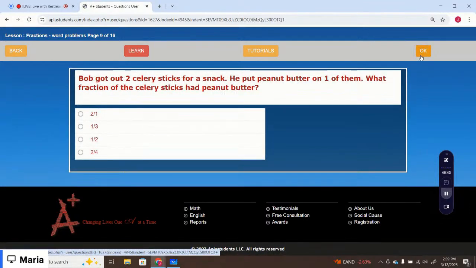Bob got out 2 celery sticks for a snack. He put peanut butter on one of them. What fraction of the celery sticks had peanut butter? It is 1 out of 2.